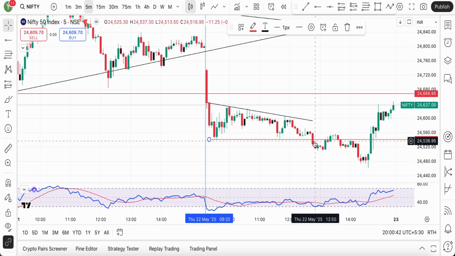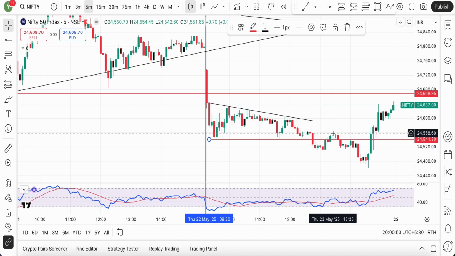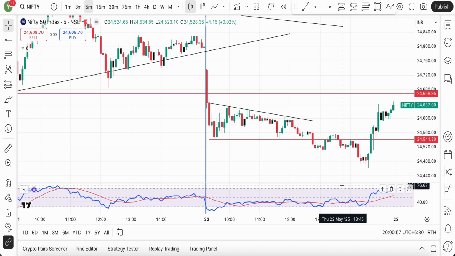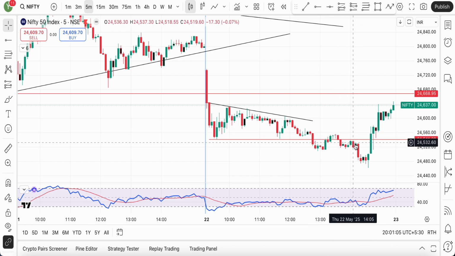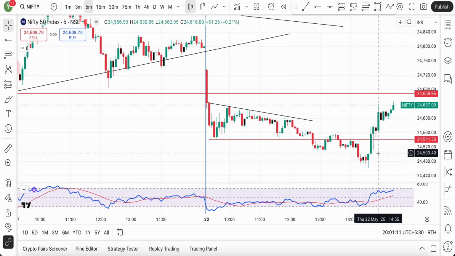Once it broke down around here, where would be the valid SL? For me, the valid SL is above the last swing high which was created. The market again gave a pullback. The market will not move in a straight line. Just because you have entered the market does not mean the market is going to drop from there. It gave a pullback again, the SL did not get triggered, and it moved down. I moved my SL around here, and it got triggered around here. All in all, not a very good trade.